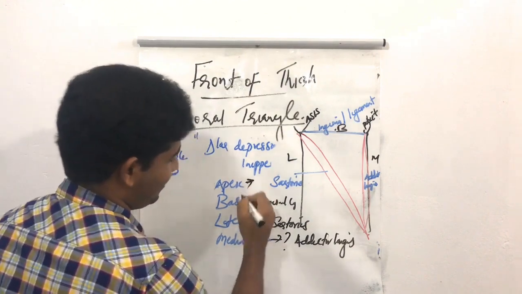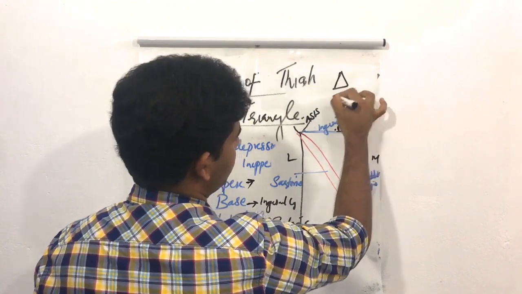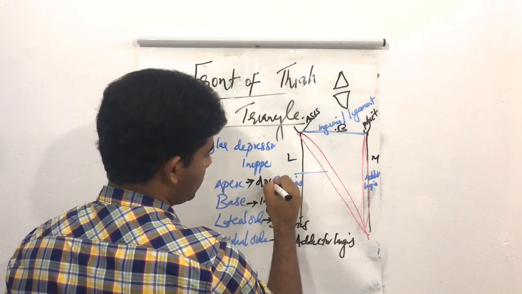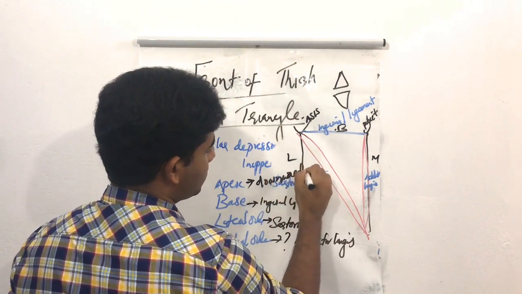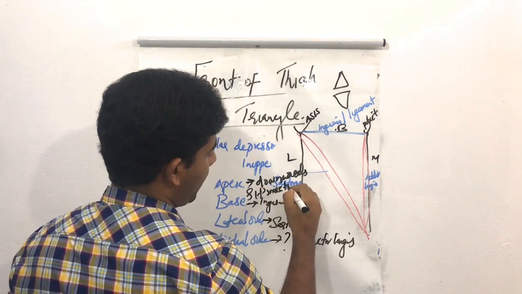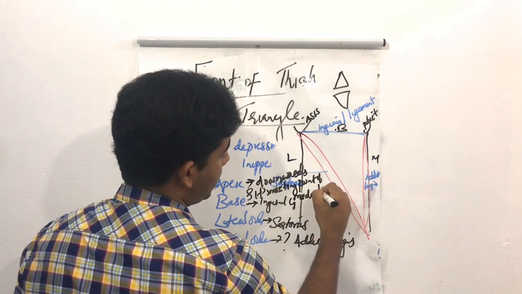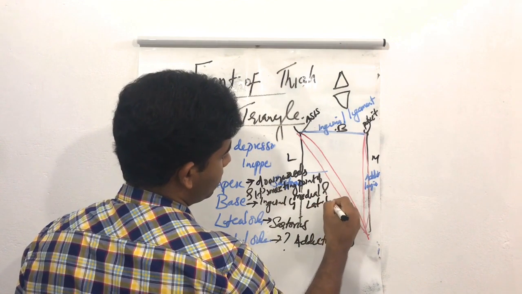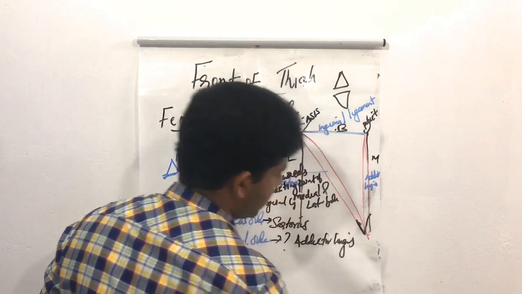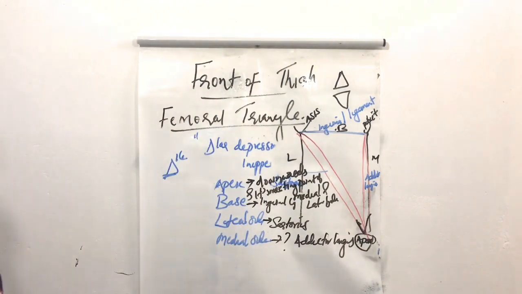Now the apex. What do you feel? Is the triangle located upwards or downward? This is an inverted triangle. So the apex is downwards, and it is the meeting point of the medial and lateral border. See, here is the medial border, and here is the lateral border coming down, meeting. This is known as the apex. So that is all about the femoral triangle in general.